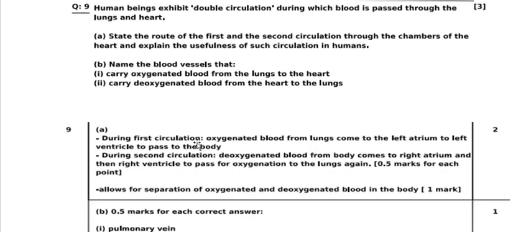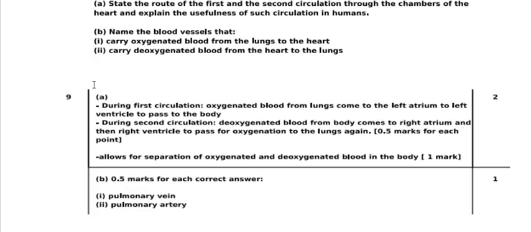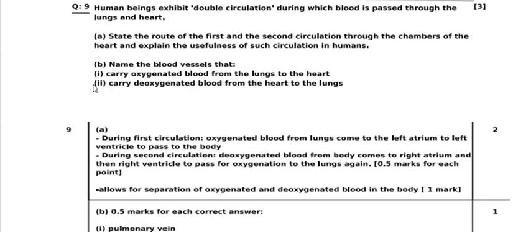How will we explain? You see on the screen. Human beings exhibit double circulation during which blood passes through the lungs and heart. State the route of the first and second circulation through the chambers of the heart and explain the usefulness of such circulation in humans. Name the blood vessel tag. Question starts here.